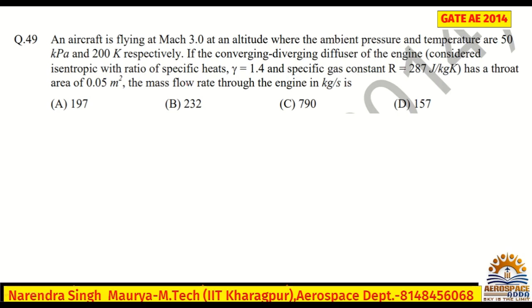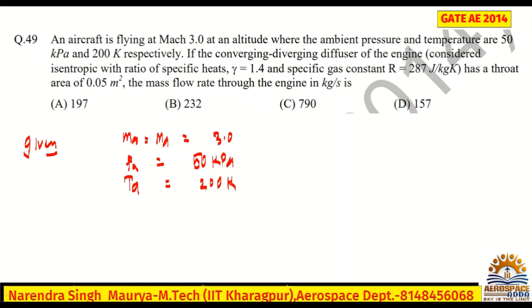Now this is another question, GATE 2014, problem number 49. If you check, an aircraft is flying at Mach 3.0 at an altitude where the ambient pressure and temperature are 50 kPa and 200 Kelvin. So we'll write the given data first. The aircraft Mach number M infinity, or MA, is 3.0. Ambient pressure PA is 50 kPa, and ambient temperature TA, they have given how much?